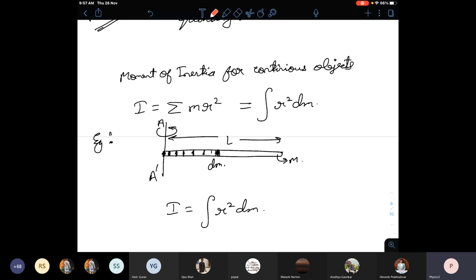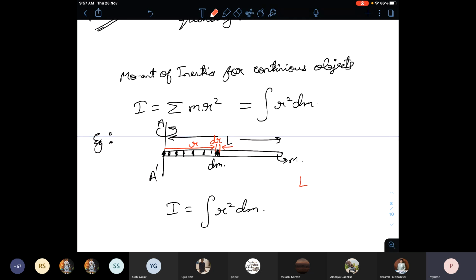At a distance r, I will take a very small element. What will be the length of this small element? The length of this small element will be dr. It is a small element, so its length is also very small. Same as what we did in the center of mass, we used the linear unitary method to find the value of dm. So here also we will do that only.